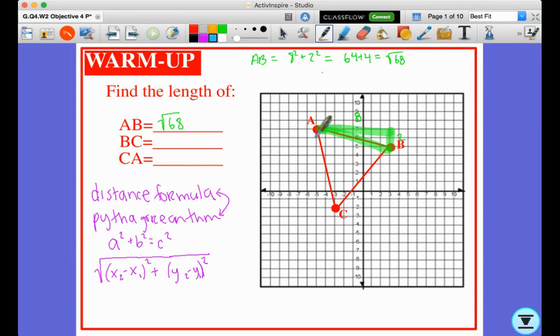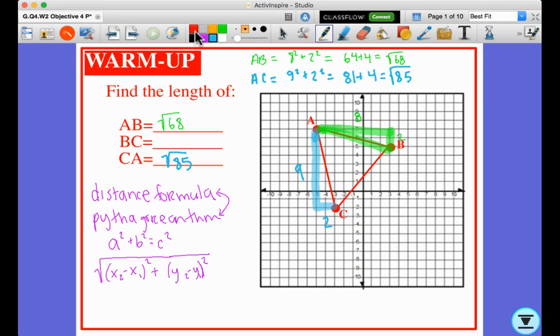Great. Okay, now I'm going to focus in on finding AC. So I'm going to form that into a right triangle. This length right here, 1, 2, 3, 4, 5, 6, 7, 8, 9. And this length right here is 2. So to find AC, I'm going to do 9 squared plus 2 squared, which is 81 plus 4, which is 85. And then for the Pythagorean theorem, that last step is going to be the square root. So AC is the square root of 85.